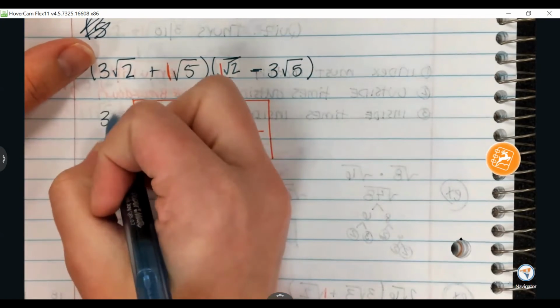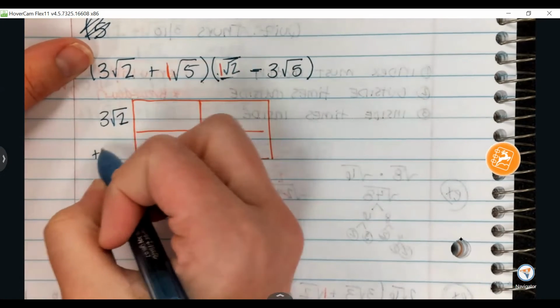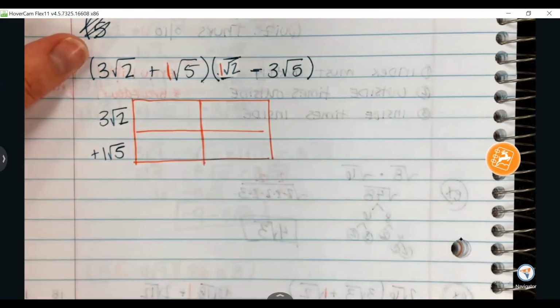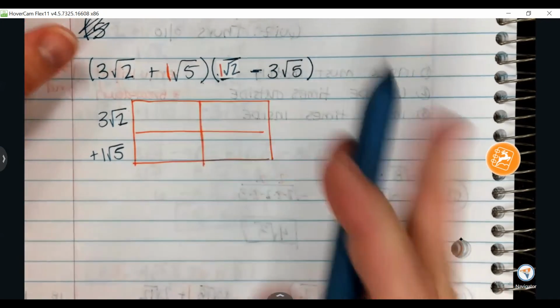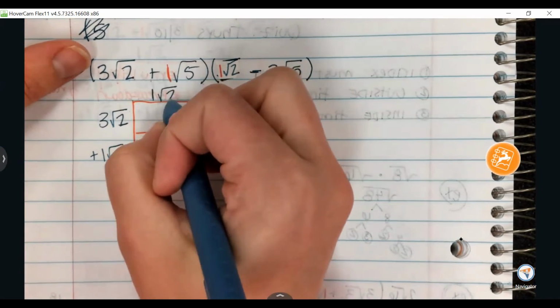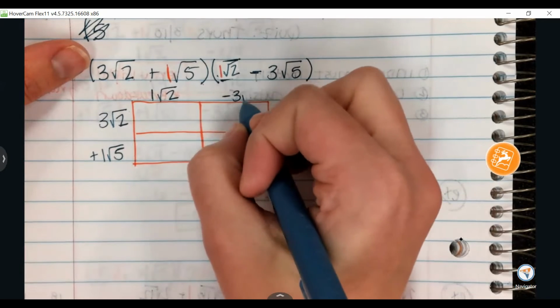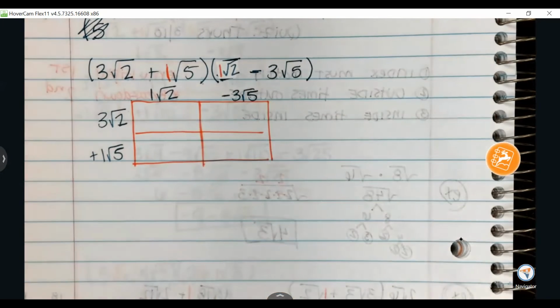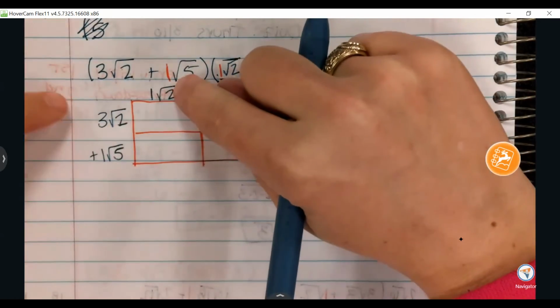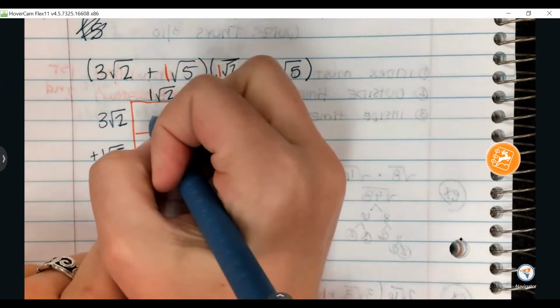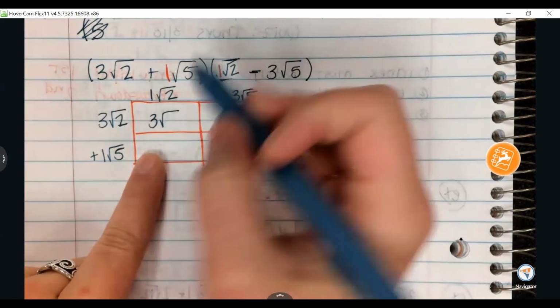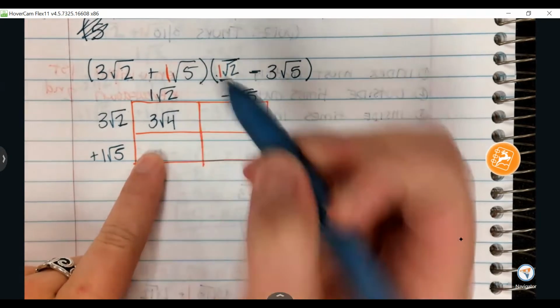Okay. So I'm going to put the first one on the side. I'm going to put 3 square roots of 2, positive 1 square root of 5. Then my second parenthesis, I'm going to put at the top: 1 square root of 2 minus 3 square roots of 5. And it's the same thing. We're making a multiplication chart. So to get to my first box is first times first. So 3 times 1 is 3.